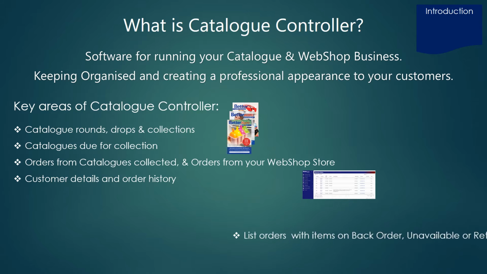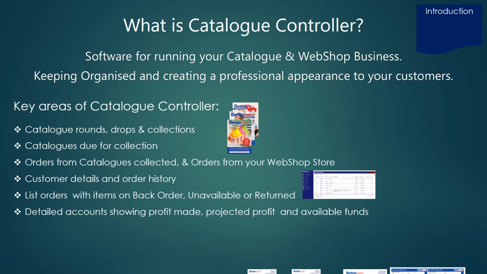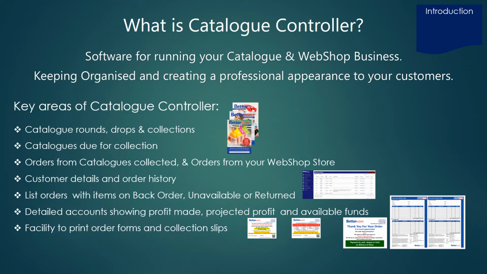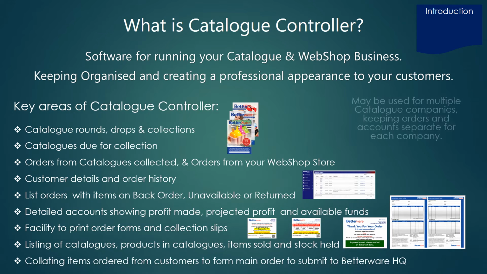To have a record of items on backorder, unavailable items or returned items. Detailed accounts showing profit made and available funds. Facility to print order forms and collection slips. Listing of catalogues, products in catalogues, items sold and stock held. Collating items ordered from customers to form a main order to HQ. May be used for one or more catalogue companies, keeping orders and accounts separate for each company.